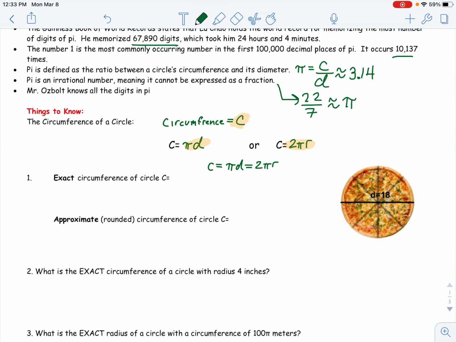So what is the exact circumference of a circle with a radius of 4 inches? Well, 2 pi times 4, which we then just multiply the 2 and the 4 to get 8, so it's 8 pi. All right, what is the exact radius of a circle with circumference of 100 pi meters?